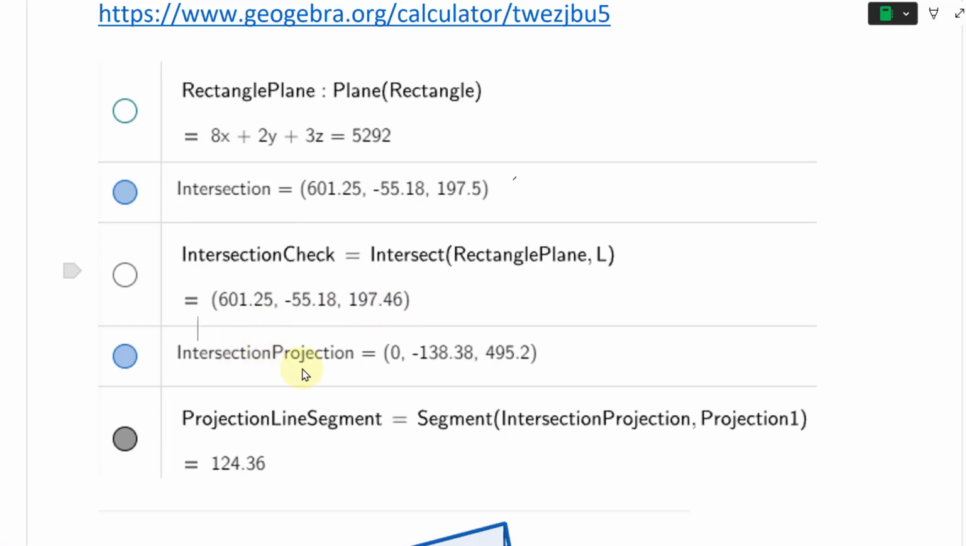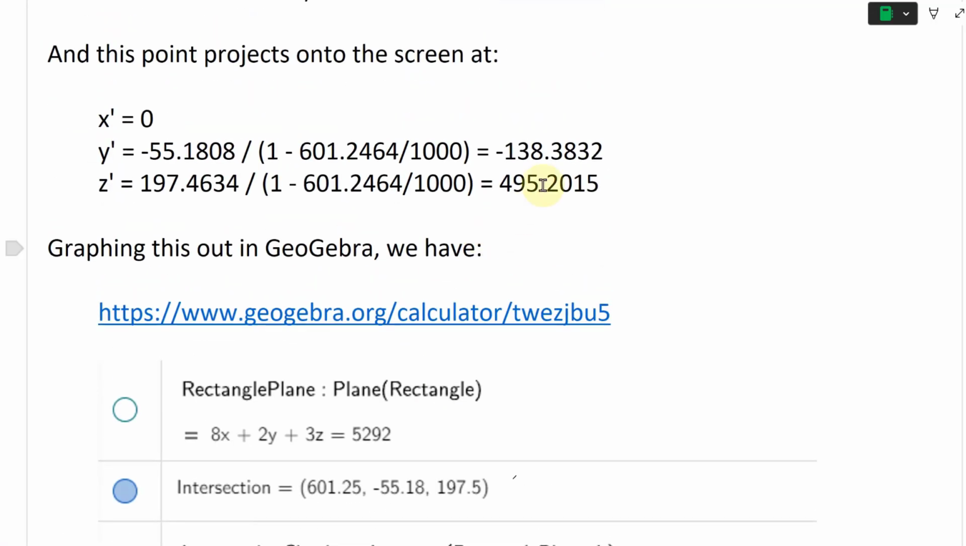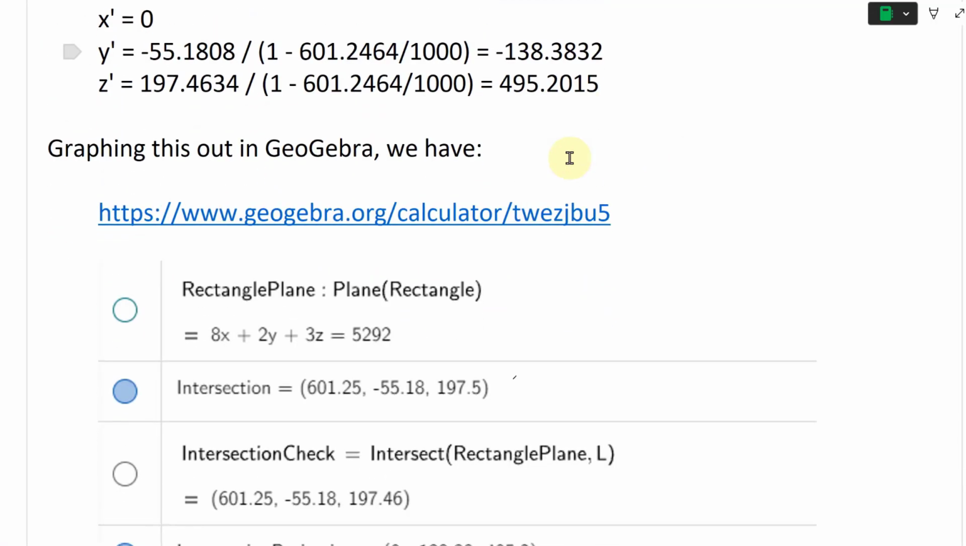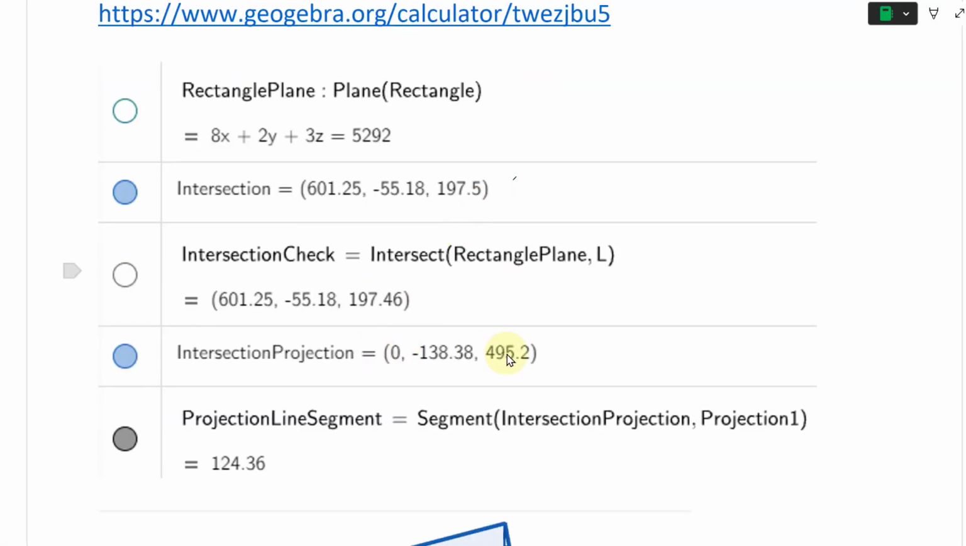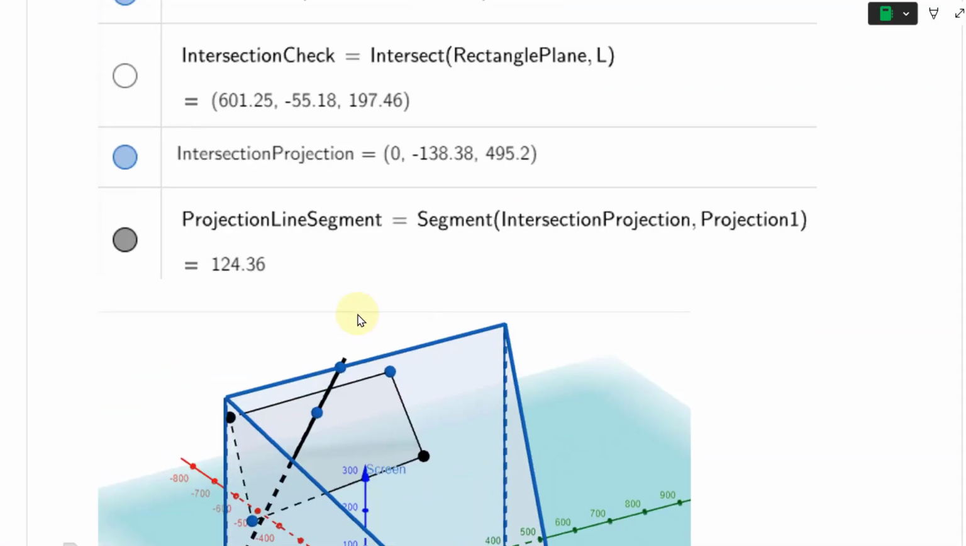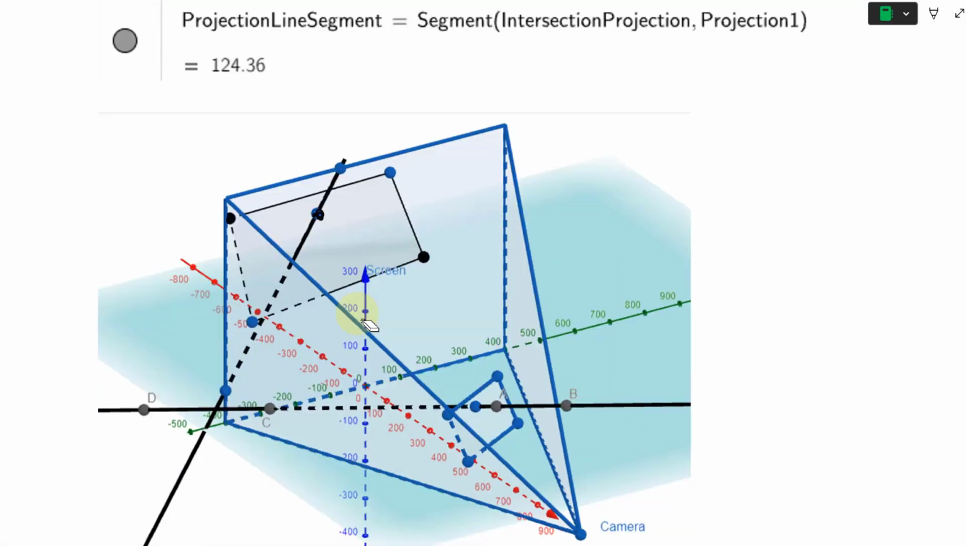And then here's the intersection projection, it's going to be just this point, 0, negative 138, 495, etc. So we have that. And this projection line is from this point up to this point, I believe. Or, yeah, something like that. But anyway, this is how this stuff looks like. So there's the intersection point right here. There it is on the screen.